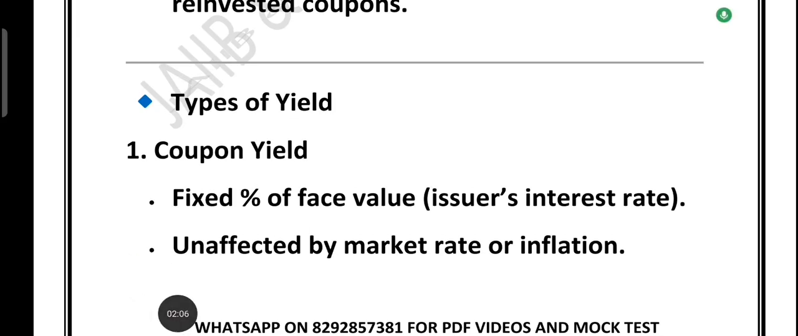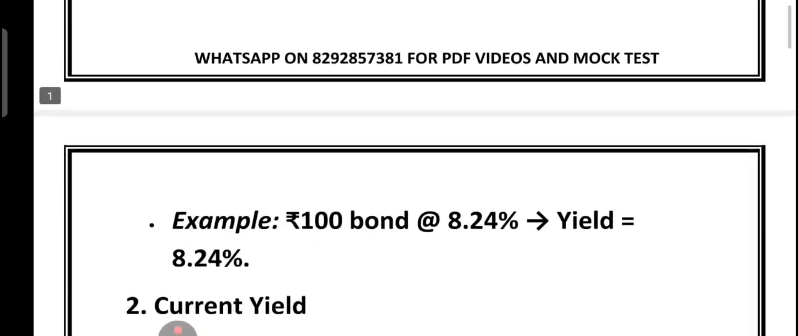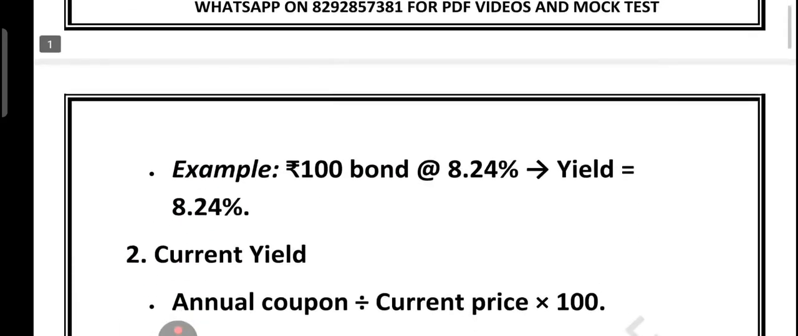So the first kind of yield we have is called the coupon yield. What is the meaning of this coupon yield? Basically, this is the fixed percentage of the face value, and it is unaffected by the market rate or inflation. So it means inflation or market rate does not affect the coupon yield. Let me give you one example. Suppose we have a 100 rupees bond at the rate of 8.24%. So what will be the yield? Yield will be simply 8.24%.